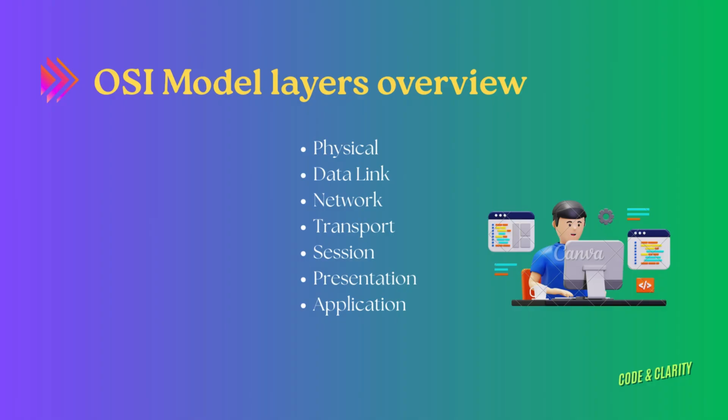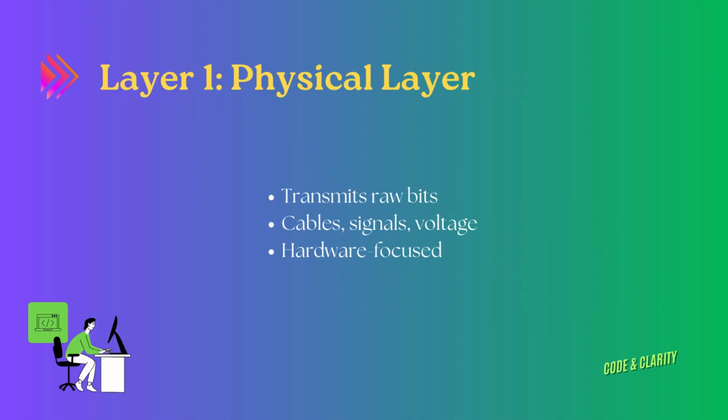Now, what about layer 1, that is the physical layer? The physical layer is the lowest layer. It is responsible for transmitting raw bits, that is zeros and ones. This layer deals with cables, signals, voltage levels, and hardware devices. Basically, this layer answers the question: how is data physically sent from one device to another?